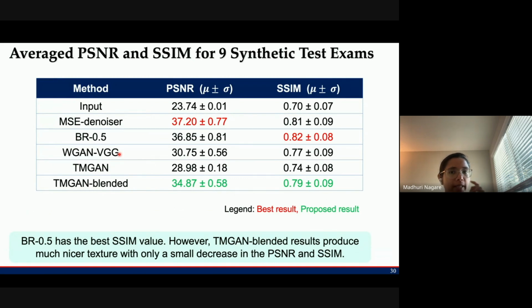These are the PSNR values and SSIM values. SSIM is the structure fidelity metric. So it is the better metric for image quality. We can see that the Bayes reducing loss function has the best SSIM, and TMGAN blended, which is what we are proposing, has slightly less SSIM compared to the Bayes reducing loss function, but as the results show, it produces much more pleasing texture than the Bayes reducing loss function. And as expected, PSNR is lower for these images.